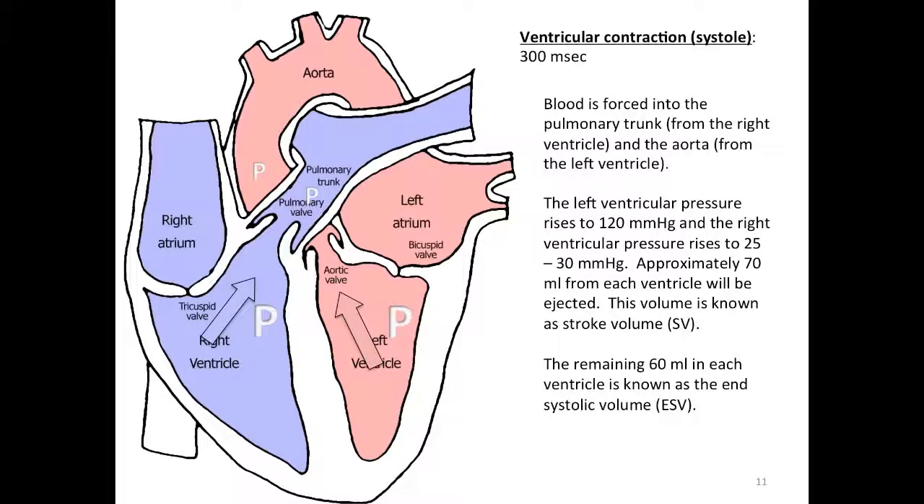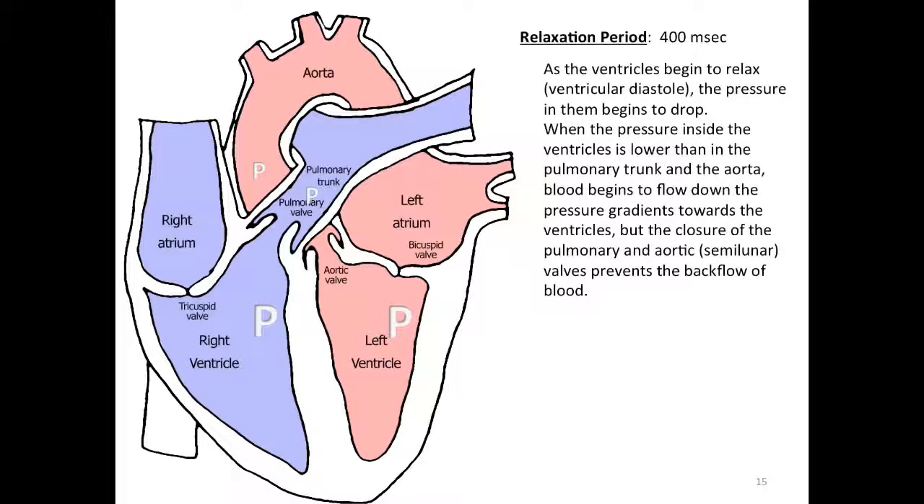The left ventricular pressure rises to 120 millimeters of mercury, and the right ventricular pressure rises to 25 to 30 millimeters of mercury. Approximately 70 milliliters from each ventricle will be ejected. This volume is known as stroke volume. The remaining 60 milliliters in each ventricle is known as the end-systolic volume.